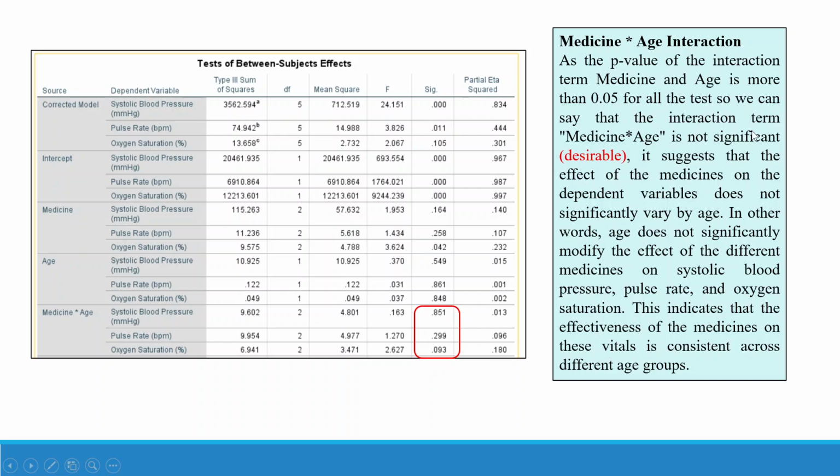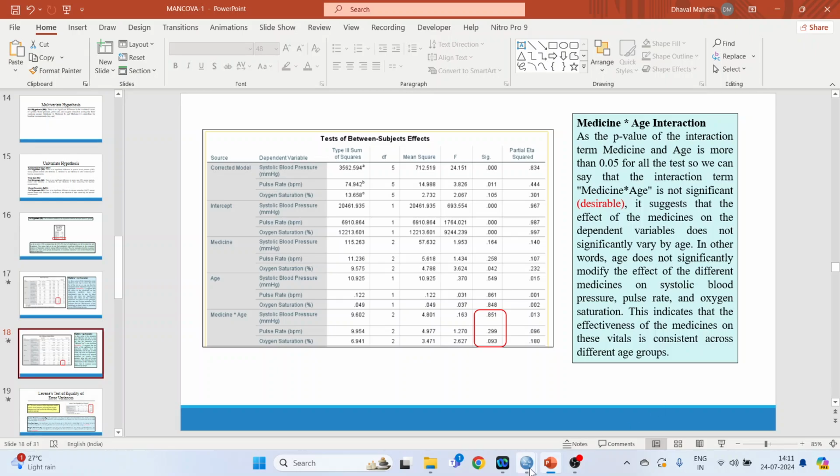we can say that the interaction term medicine with age is not significant. It suggests that the effect of medicines on the dependent variables does not significantly vary by age. In other words, age does not significantly modify the effect of different medicines on systolic blood pressure, pulse rate, and oxygen saturation. This indicates that the effectiveness of the medicines on these vitals is consistent across different age groups. Now let's proceed further.